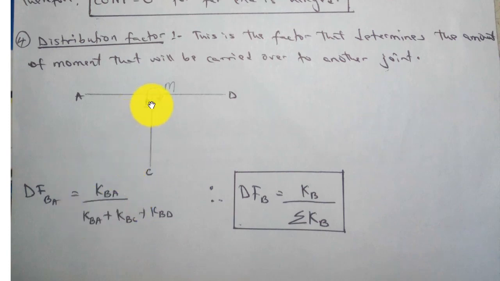So if you want to calculate for KBA, this member, KBA over KBA plus KBC plus KBD. This is the formula for the distribution factor. I know you even know this, of course. K has to do with every member. There are three members here: member AB, member BD, and member BC. So when you're calculating your stiffness, K, that we've discussed above, you have to calculate for each member, one by one: AB, BD, BC.